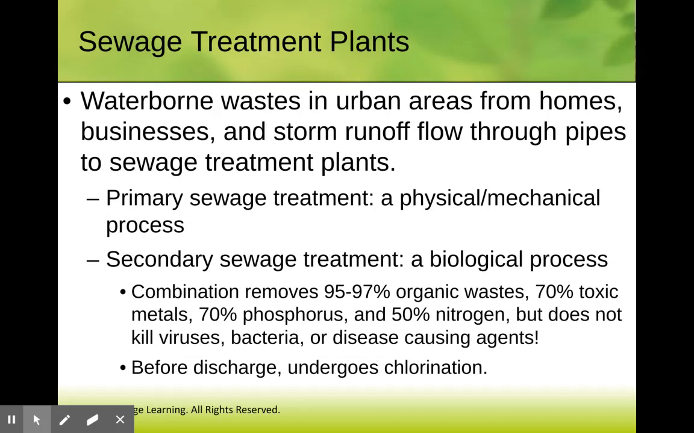So a combination removes 95 to 97% of organic waste, 70% of toxic metals, 70% of phosphorus, and 50% of nitrogen. But again, it will not kill viruses, bacteria, or disease-causing agents before a discharge undergoes chlorination. So again, it's the cleaning of this water.